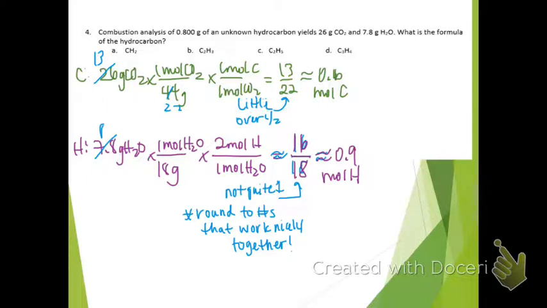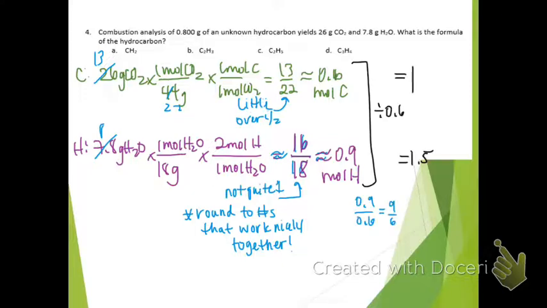Now that we have those mole values, we can go and divide by small. When we divide by small, we get 1 for our carbon and 1.5 for our hydrogen. So to find our hydrogen, we did 0.9 divided by 0.6, which is the same thing as 9 over 6. 6 goes into 9 1.5 times. We didn't get to whole numbers, so we need to multiply it by our lowest factor that will get us to whole numbers. That smallest factor is going to be 2, giving us 2 carbons per every 3 hydrogens, making our empirical formula C2H3. The answer to number 4 is B.